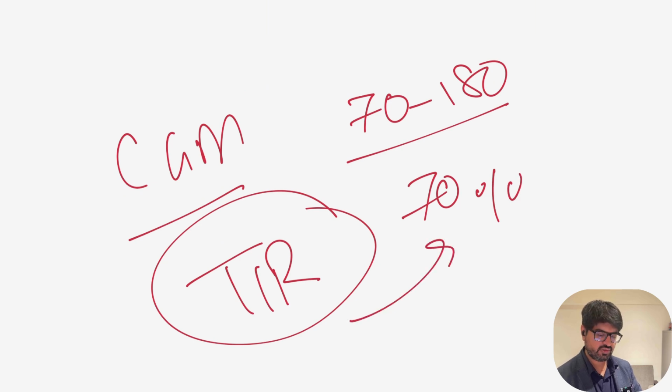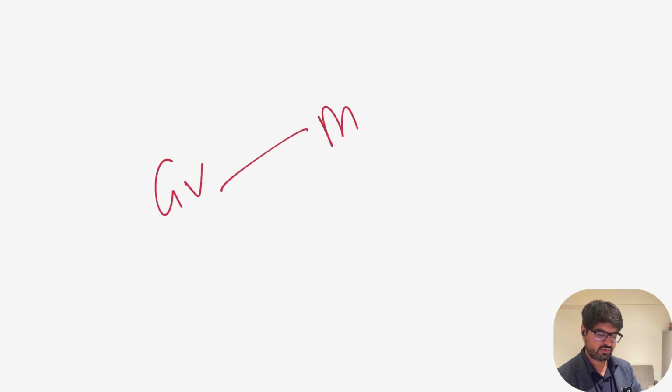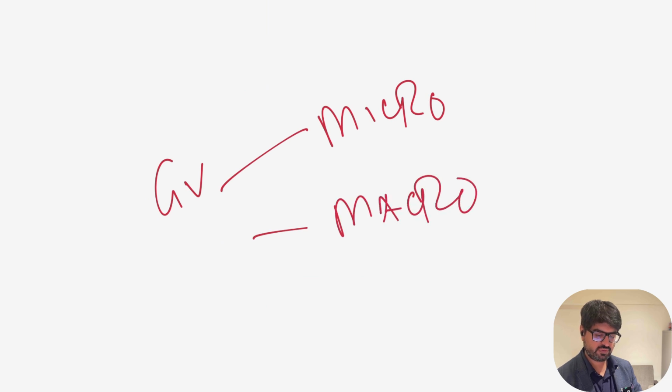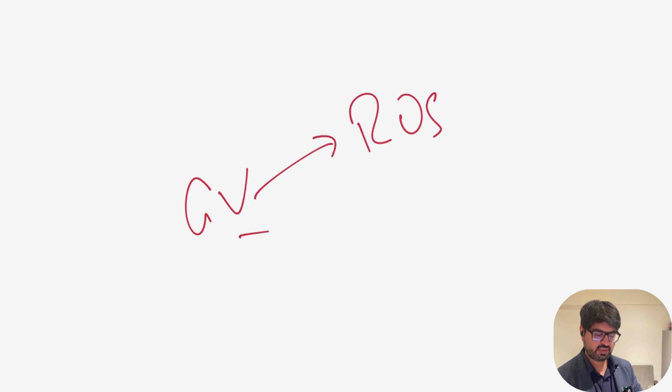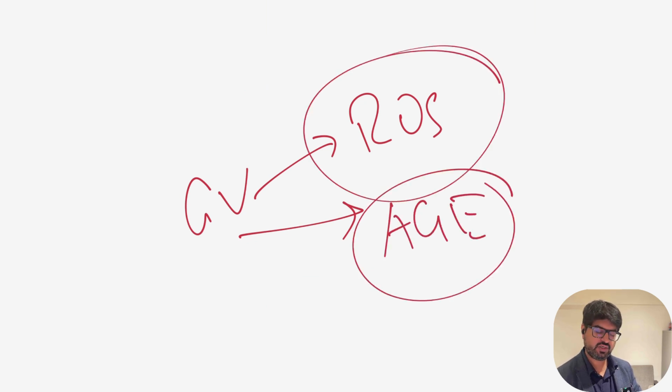The third important thing you have to understand is that glycemic variability has a direct correlation with micro and macrovascular complications, and also glycemic variability impacts reactive oxygen species and has an impact on advanced glycosylated end products. So these things are important, hence you need to keep this in mind.